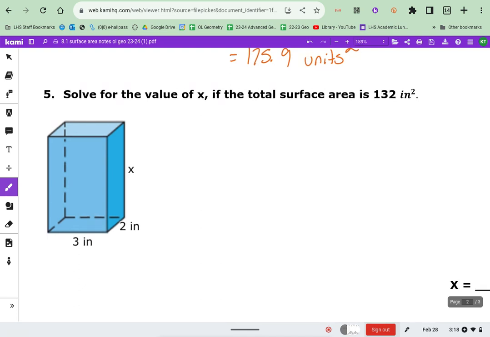Okay, so this one says solve for the value of x if the total surface area is 132 square inches. Since it gave us a surface area, we're going to work backwards to find x. So this is a rectangular prism. For prisms, I'm just going to write down my generic formula, which is that surface area equals perimeter of the base times height plus 2 times area of the base.